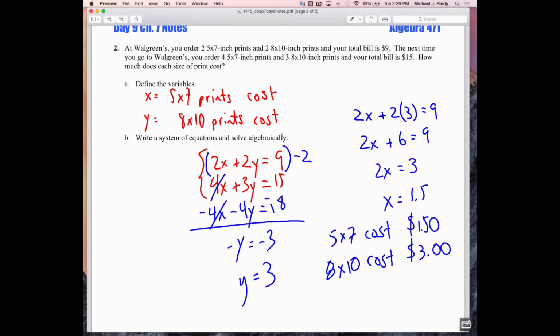That's pretty expensive. And I don't think it's accurate. I think prints are like a nickel or dime or something like that. Okay. Is there another one, or are we good?